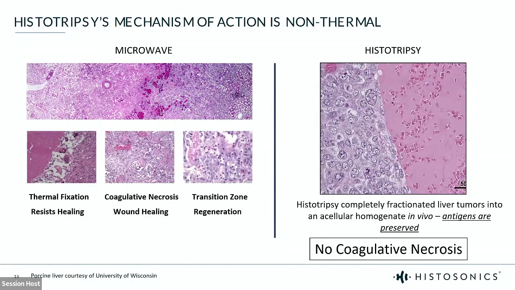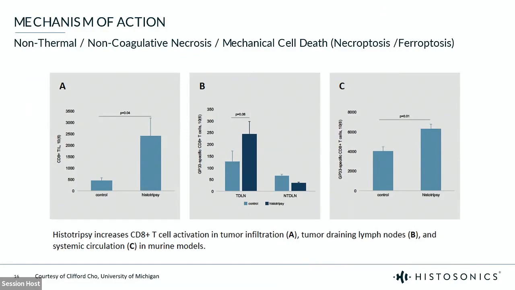And if, again, histologically I look, I wanted to show this for two purposes. One is just to be able to look at what a typical thermal pattern looks like, where you have your clear three zones of injury, your thermal fixation, your coagulative necrosis, and your transition zone, which is what we see with ablation. With histotripsy, we don't see that. We just see that sharp demarcation, and we don't have any coagulative necrosis. That might be a fairly bold statement to make, so I wanted to prove that to you.